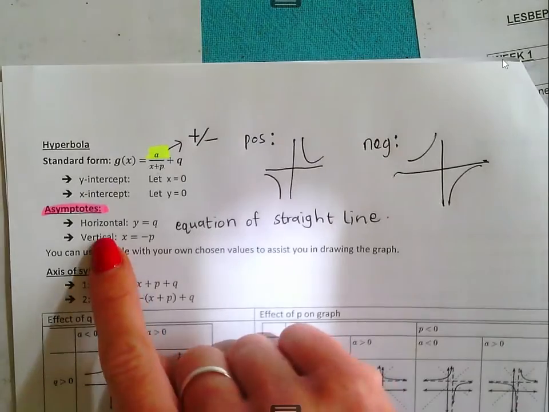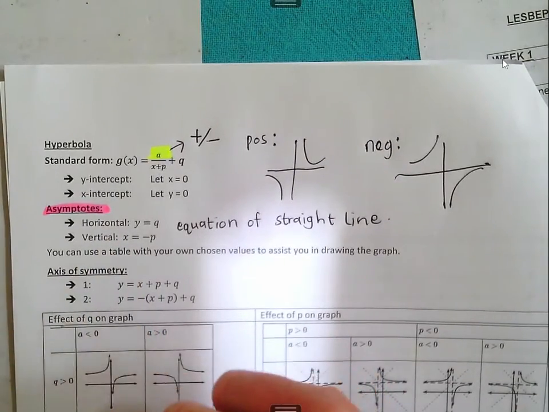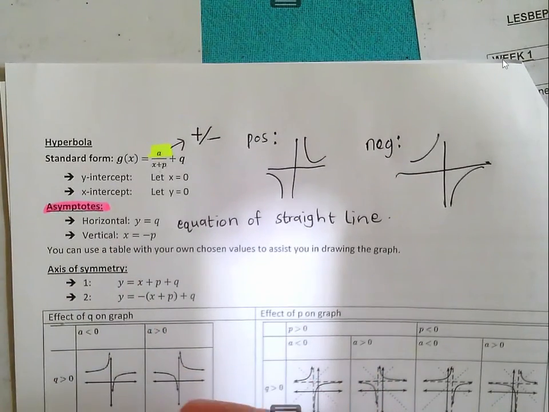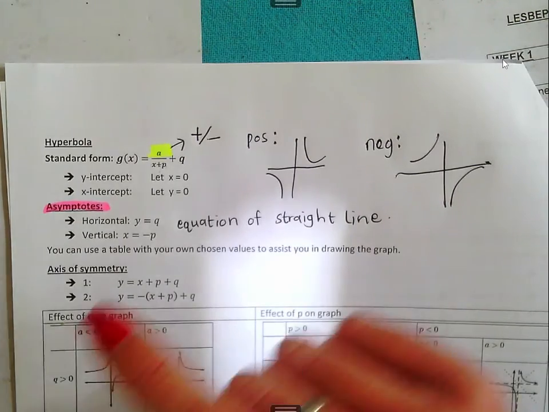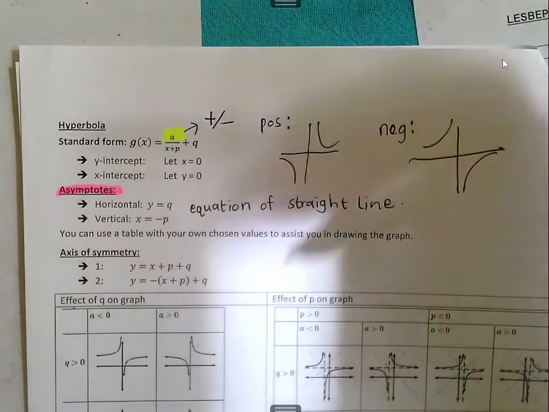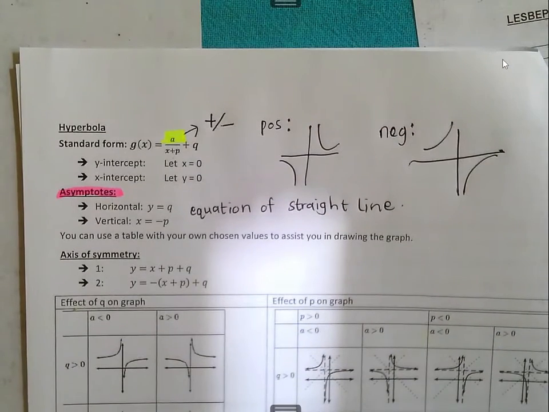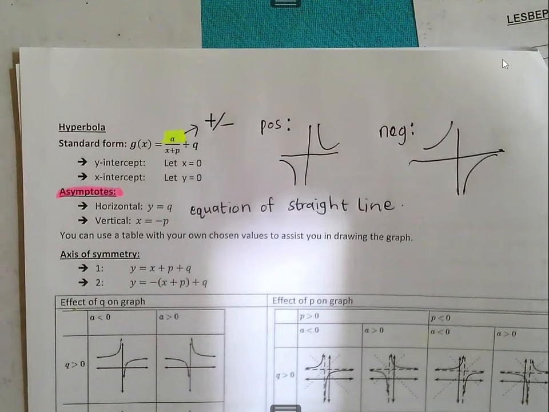And when you're looking at the vertical line, the one that cuts the x axis, you're going to say x is equal to whatever the value of p is. But do you remember we said with the parabola, we don't use p as it is. If it was minus 2, we know that the turning point is actually plus 2, because we add another negative.